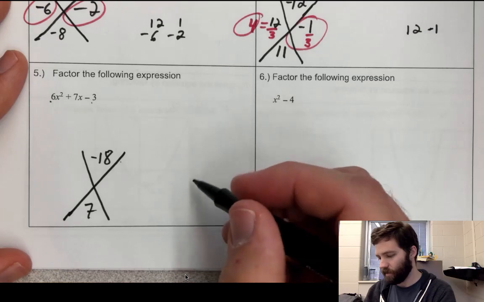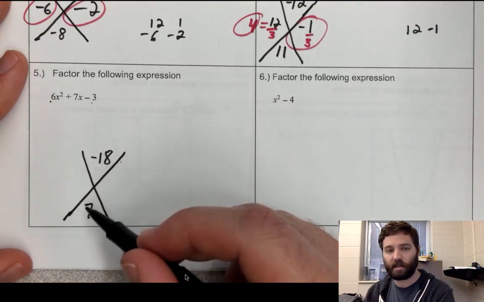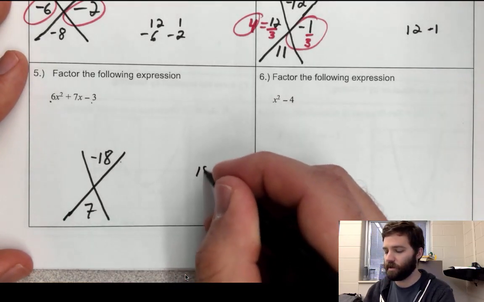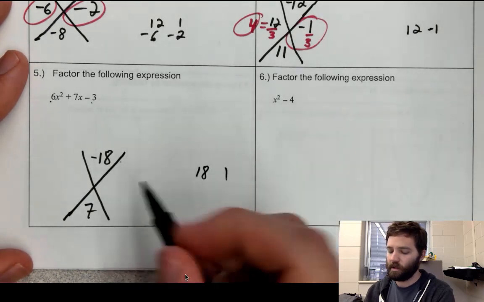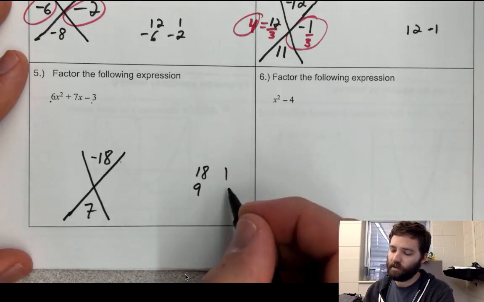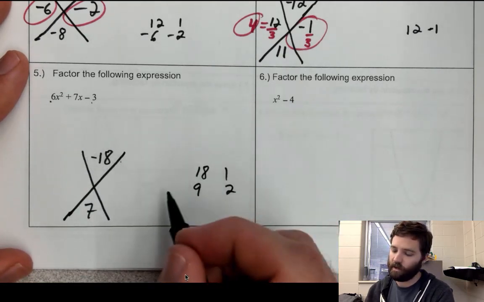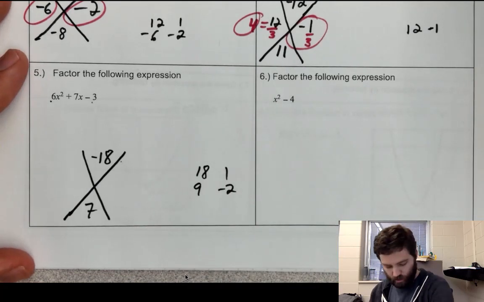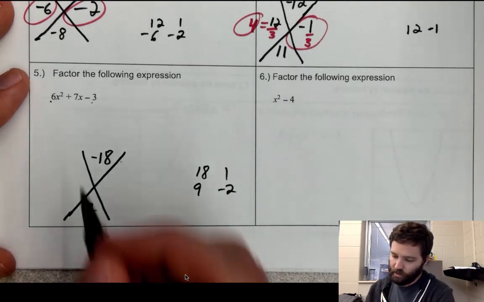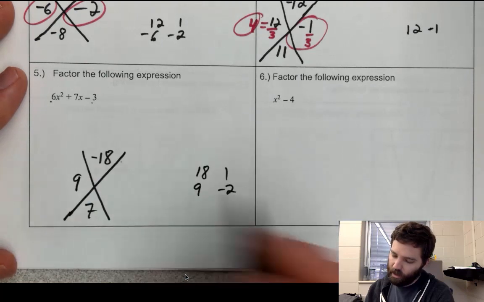And then I'm looking for numbers that multiply to give me 18 and combine to give me 7. So I've got 18 and 1. I think that's going to work. How about 9 and 2? Oh, that could work. Let's check. I need a negative and a positive to give me a negative 18. So if we go positive 9 and negative 2, that should work. So we'll go 9 and negative 2.